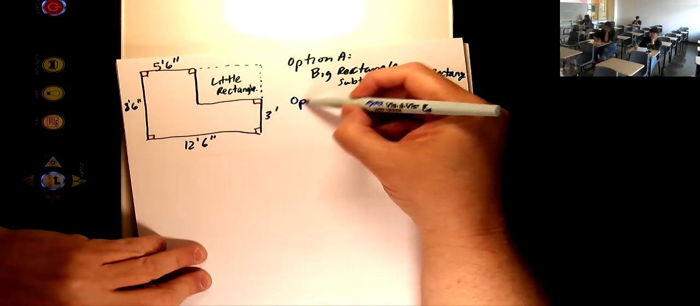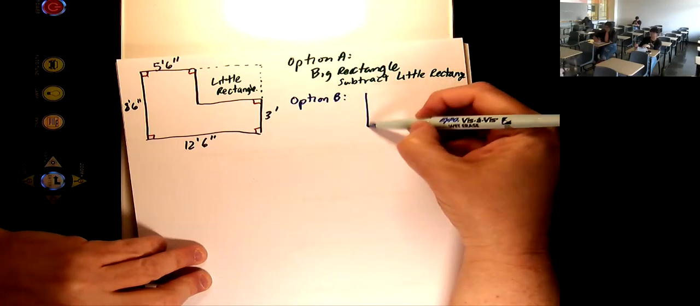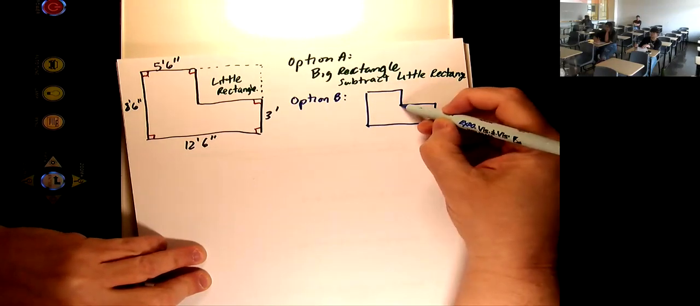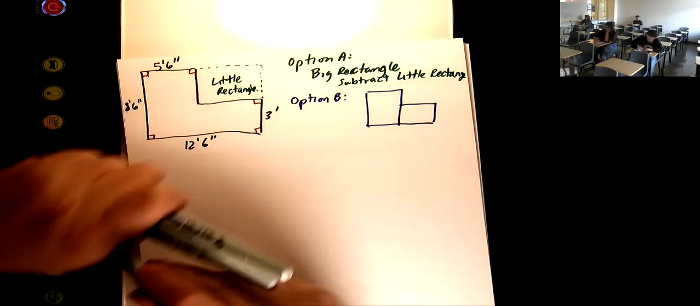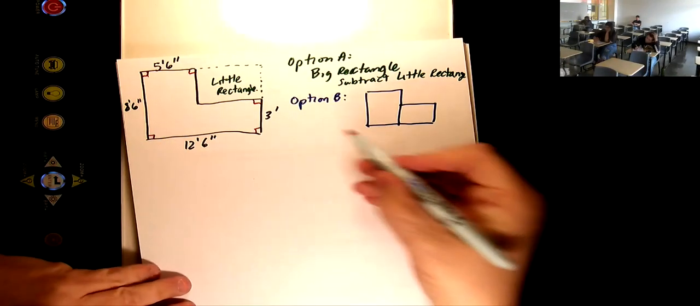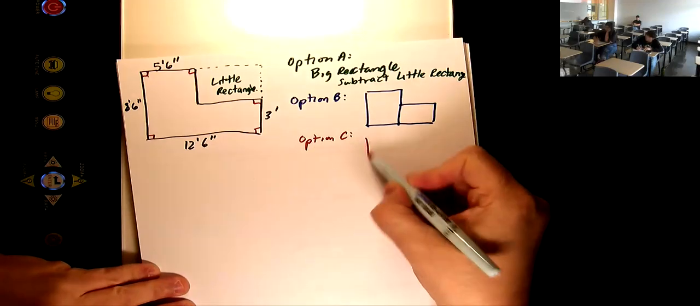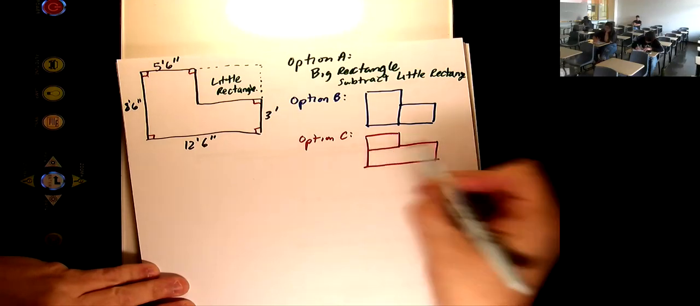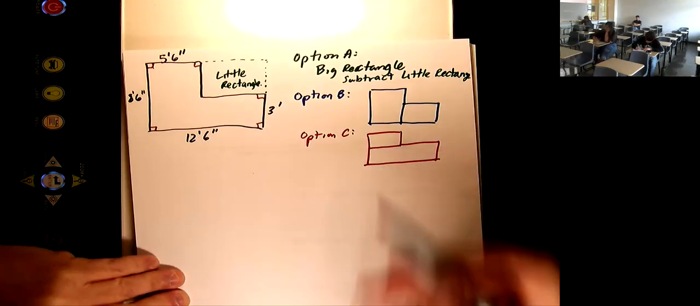Option B. I could redraw this thing. I'm not going to put the numbers on it, but I'm just going to sketch it. And I can treat it as two shapes put together like that. And option C, similar idea, but doing the two shapes like that. I'm going to do option C.